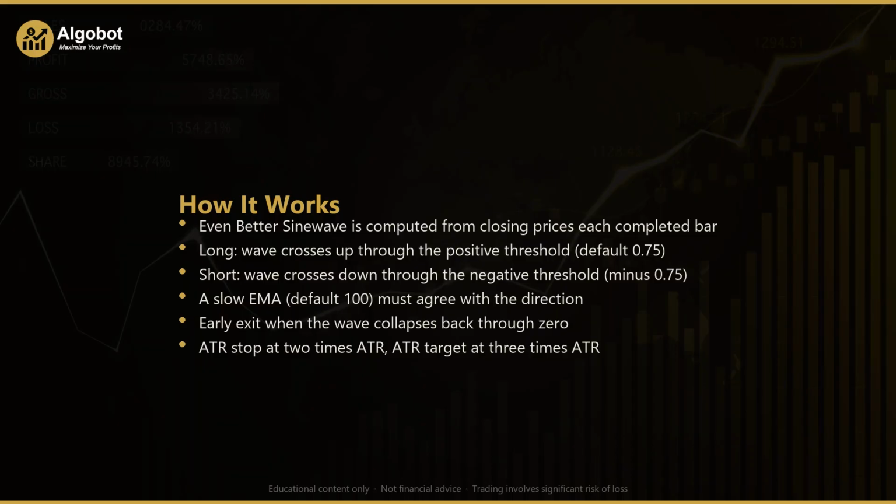The second is a pair of protective levels based on the average true range. When a trade opens, the stop loss is placed at 2 times the ATR away from entry, and the take profit at 3 times the ATR. That's a reward to risk of 1.5 to 1. And because it's built on ATR, both levels widen in volatile conditions and tighten in calm ones. Only one position is held at a time per magic number, so the strategy never stacks trades on top of each other. Every rule is fully symmetric between longs and shorts.